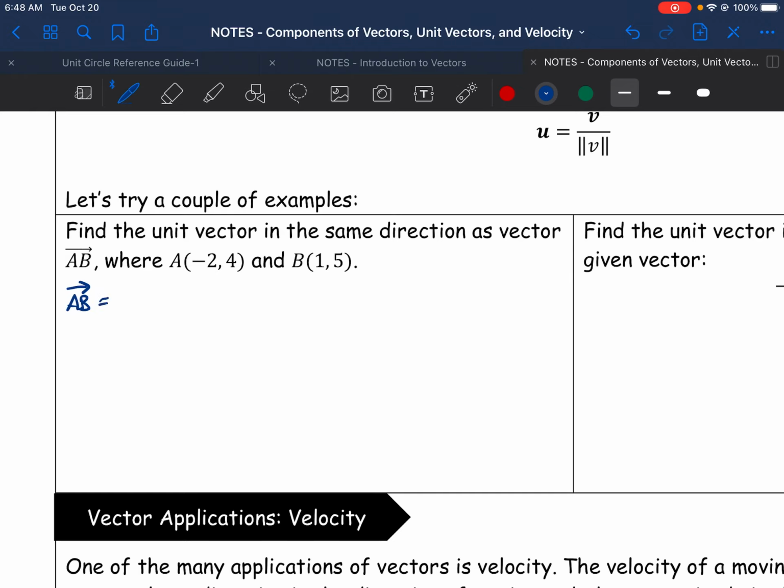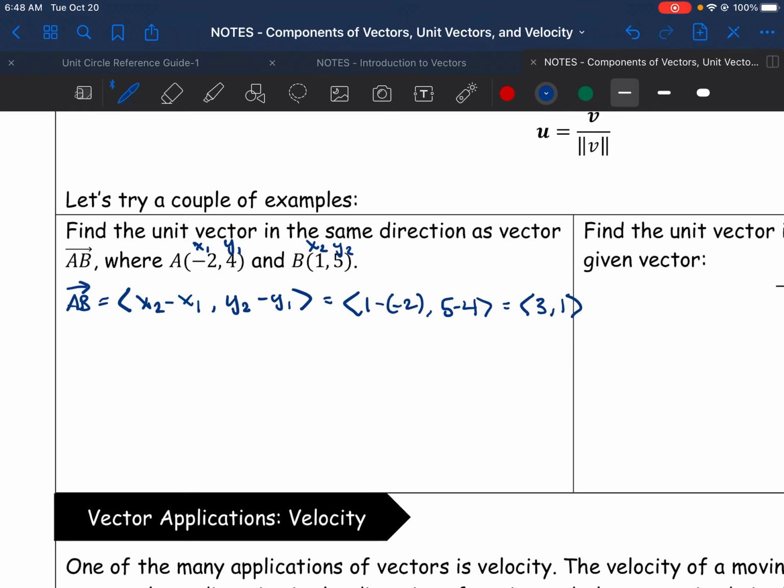Well, we know component form is x2 minus x1, comma, y2 minus y1. In this case, here's x1, y1, here's x2, y2. I know that because A is coming first, B is coming second, so B is terminal, A is initial. So looking at the math there, that's going to be 1 minus -2, comma, 5 minus 4, which is 3, 1. Okay, so we have in component form the vector 3, 1.